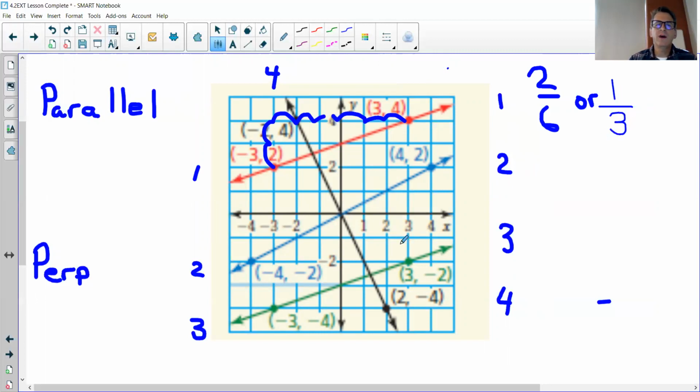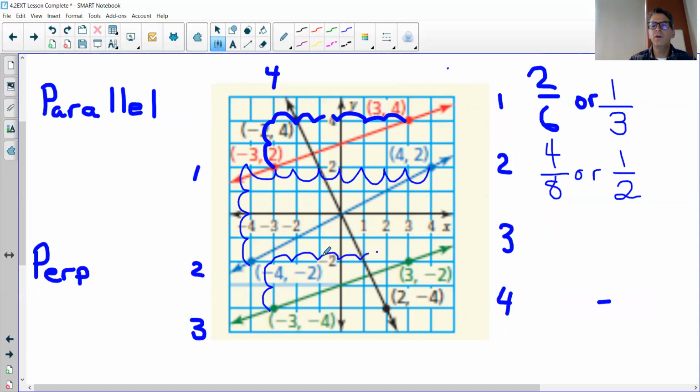All right, let's move on to line number 2. Line 2 goes up 1, 2, 3, 4 over 1, 2, 3, 4, 5, 6, 7, 8. So it's 4 over 8 or 1/2. Again, it's positive. Line 3, up 2 and over 1, 2, 3, 4, 5, 6. So up 2 over 6, and that'd be 1/3.